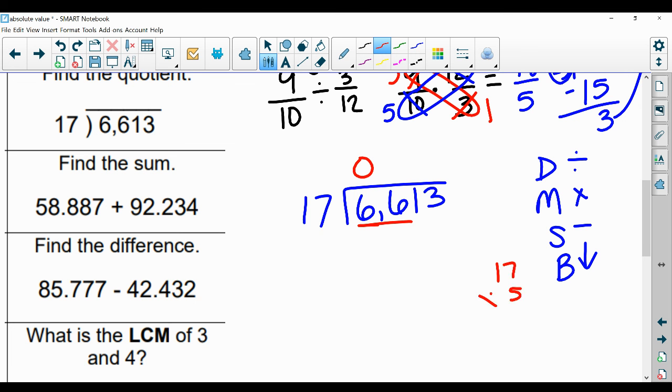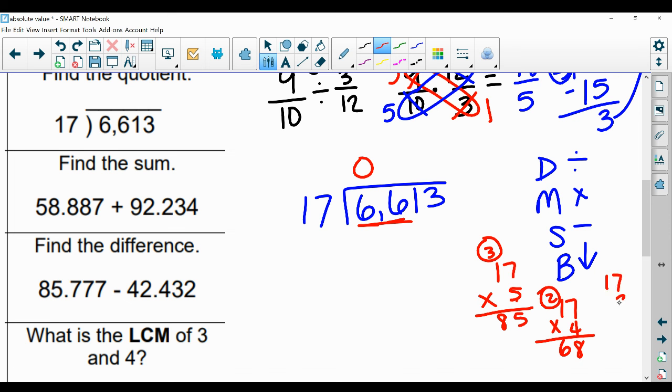17 times 5. 5 times 7 is 35. 5 times 1 is 5, plus 3 is 8. 85 breaks the bank. That's too big, but it's not overly too big. So let's just dial it back some. So I'm going to try 17 times 4. 4 times 7 is 28. 4 times 1 is 4, plus 2 is 6. 68. I am barely over, but because I'm still over, 68 is still bigger than 66. I have to go down again.